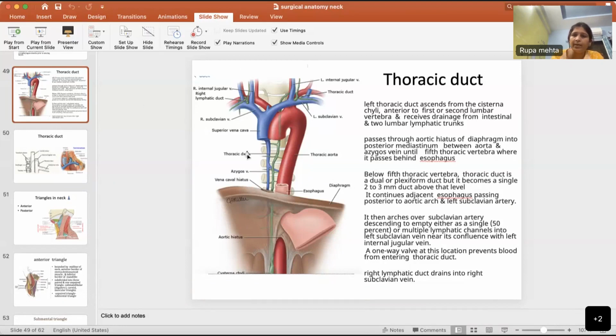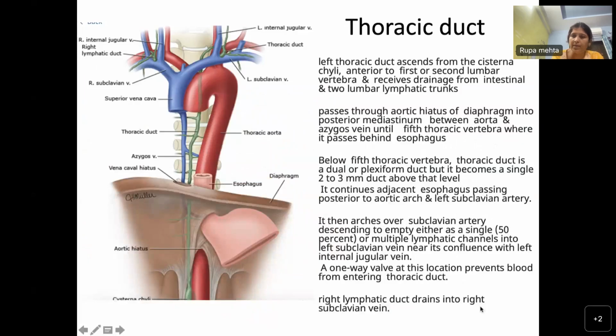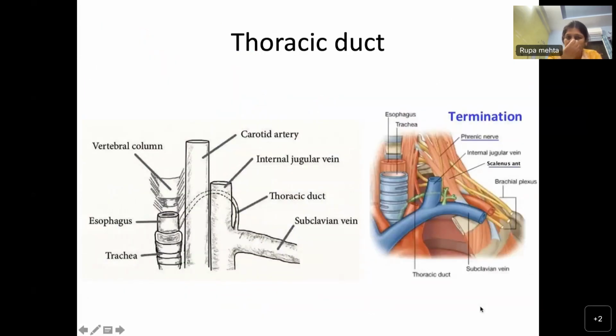I can also show the next slide. This will further clarify the neck portion nicely. See how it traverses and opens into this. But it does not open by a single opening. There are multiple ductules. By multiple openings it opens.